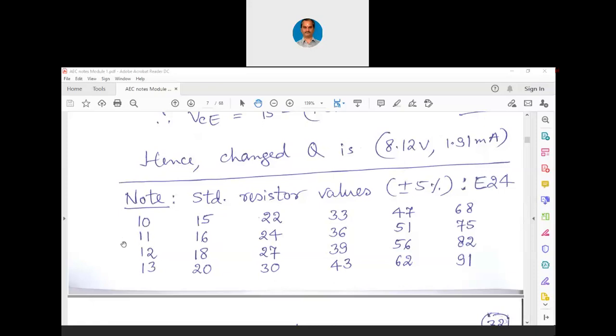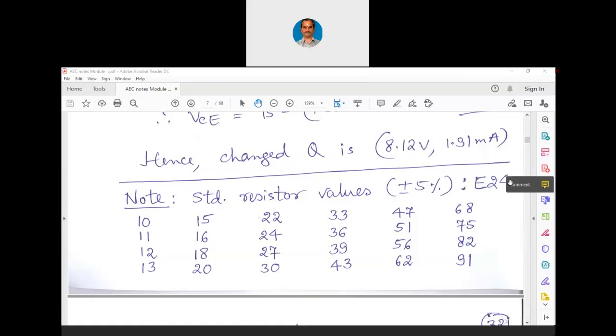So using these numbers, the manufacturers of the resistors manufacture these standard 24 values. This is called the E24 series. Similarly, we have the E48 series also, where they manufacture 48 standard resistor values. As I told yesterday, as it is not possible to have all types of values, these are the values that are available in the market.